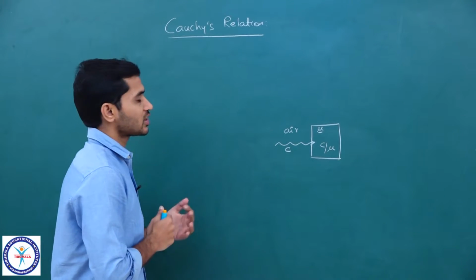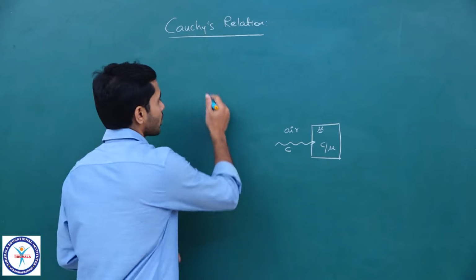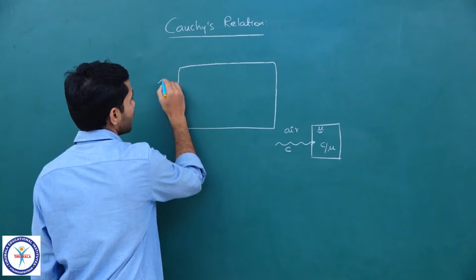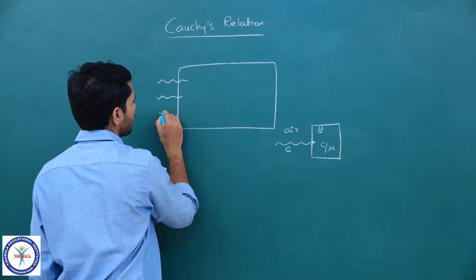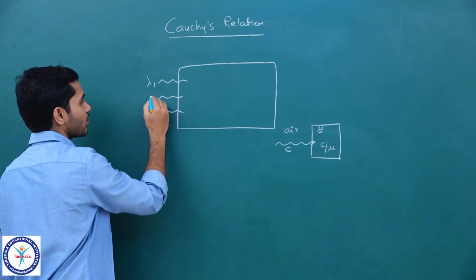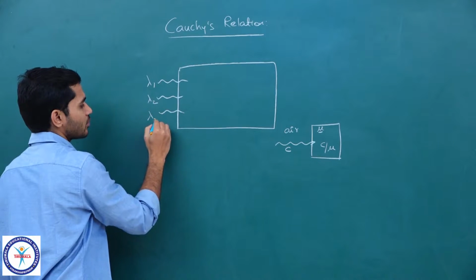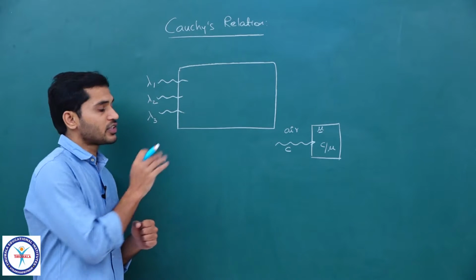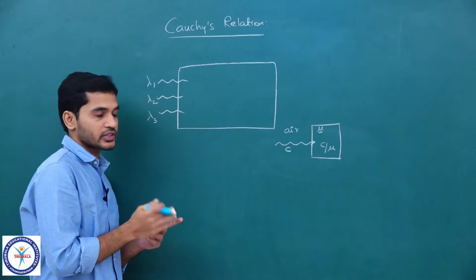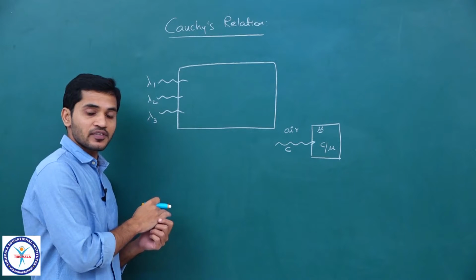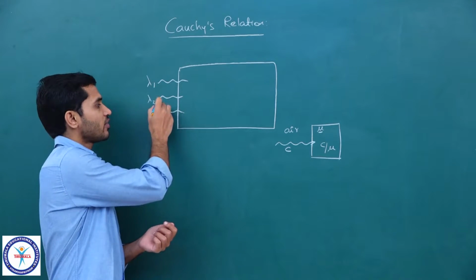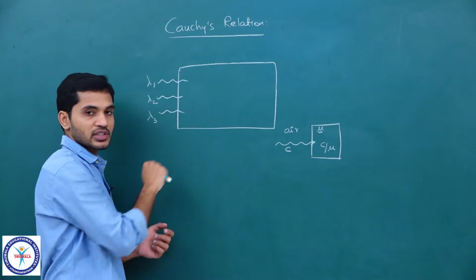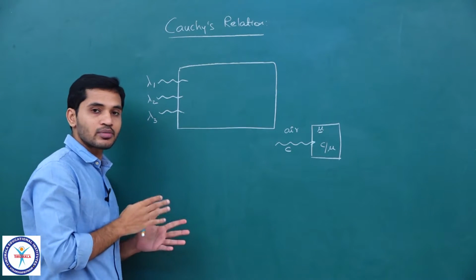What Cauchy's relation states is that if I consider a medium and different wavelengths of light, say lambda 1, lambda 2 and lambda 3, are passing through that medium, then this medium offers different refractive indices for different wavelengths of light. Not all these wavelengths of light travel with the same speed. We have not learnt about this till now.